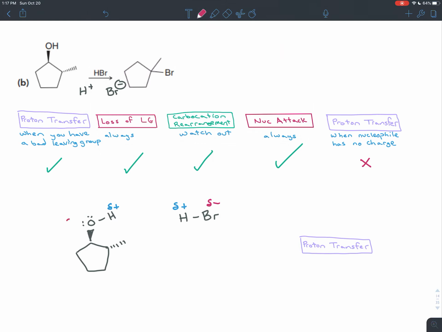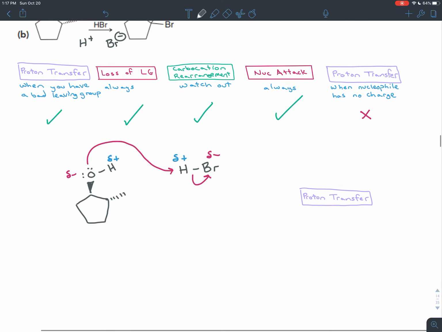Similarly, this hydrogen is slightly positive and the oxygen is slightly negative. So the oxygen steals this slightly positive hydrogen. The hydrogen can only form 1 bond, so the bond it already has, those electrons go onto the more electronegative atom. And there we have our proton transfer.